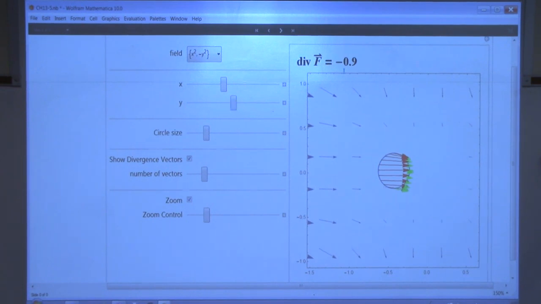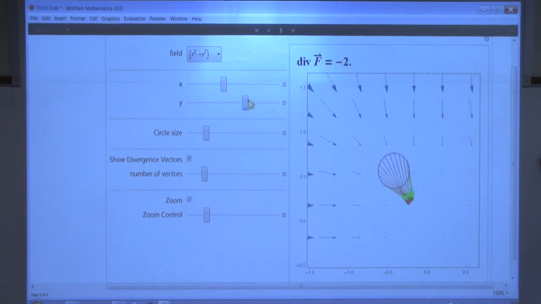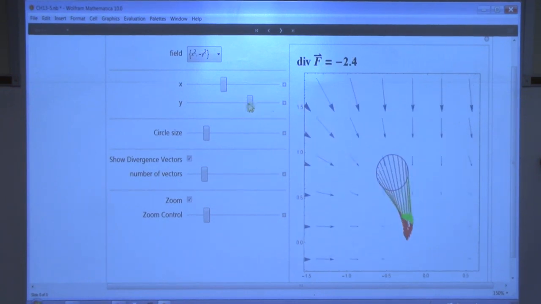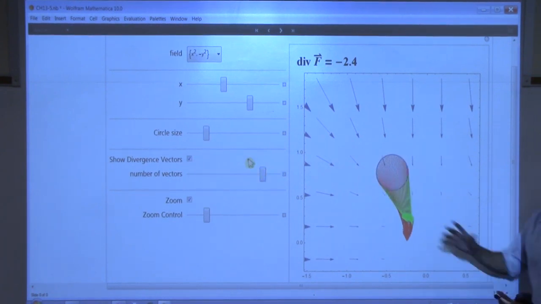Oh yeah, notice the answer is negative. The answer is negative because there's more going in than coming out. Moving it up. Oh boy, we've got a lot of very long red vectors going into that, overwhelming the green coming out. You see it?